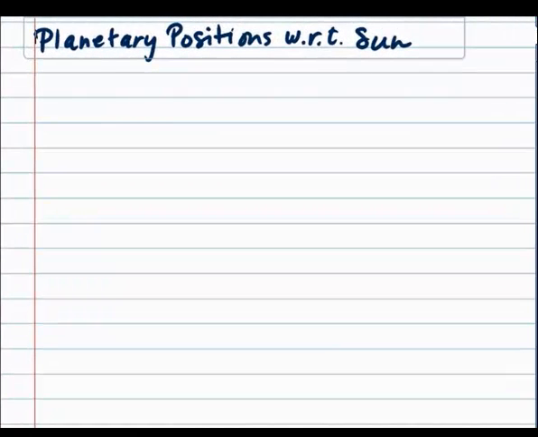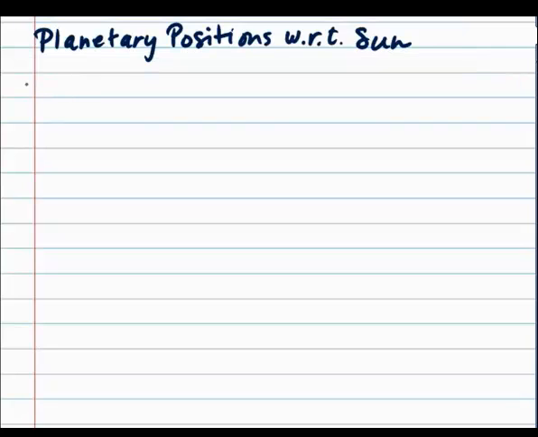Let's talk about planetary positions with respect to the sun. We're going to be dealing with a couple topics here, and that is opposition, inferior and superior conjunction, quadrature, and greatest elongation. So why don't we start with opposition? Now, you've probably read about this in a book, but just to give you a little visual reminder of what we're talking about, and then we'll apply it to a couple different situations.